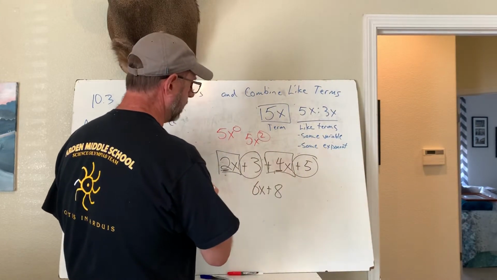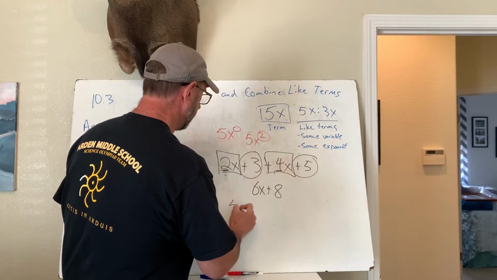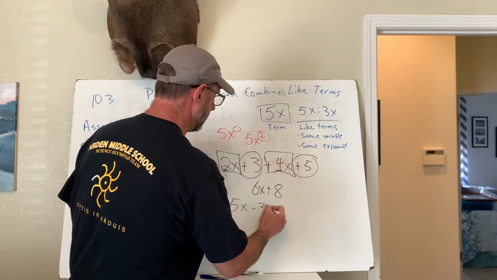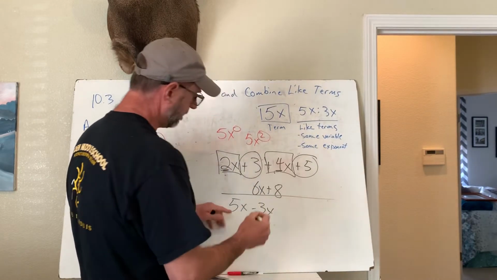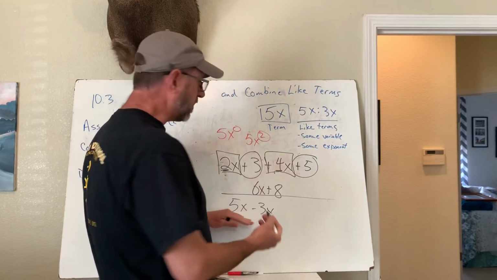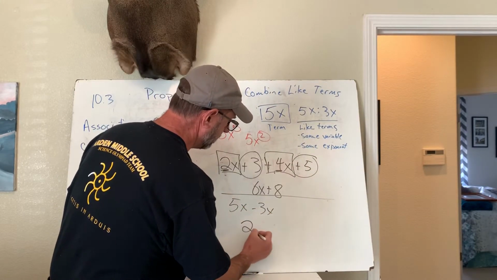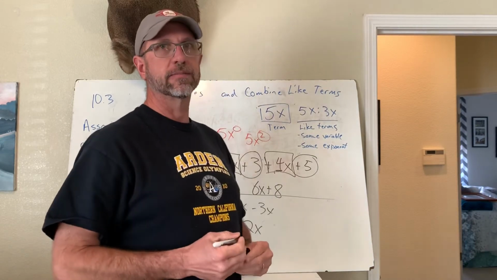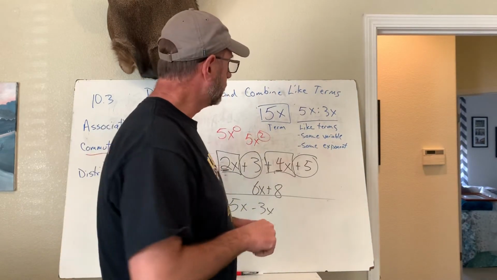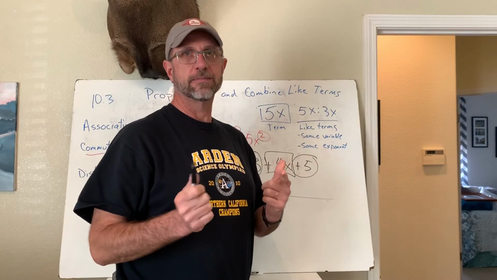So if it was 5x minus 3x, in this case, we would subtract the numbers. 5 minus 3 is 2x. Okay? So hopefully this helps.